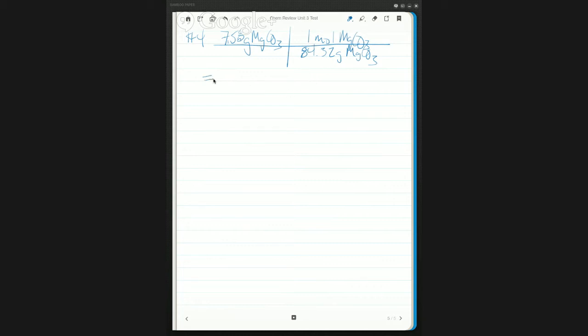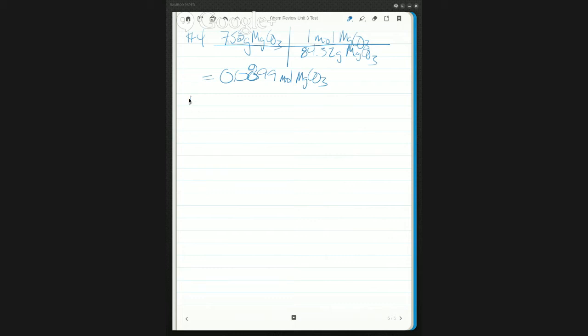All right, and that's going to be equal to 7.58 divided by 84.32, which is 0.08899 moles of MgCO3. Okay, good.